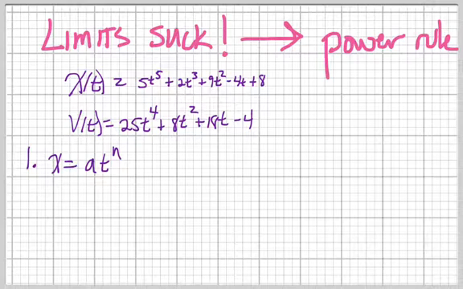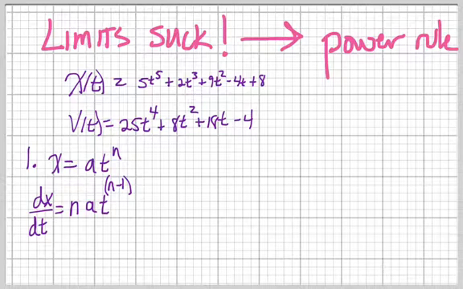If x equals some constant a times variable t to the n power, dx dt, which is the derivative of the function x at t, is going to equal that power, this n right here, gets multiplied out in front. You keep that constant, and then you subtract 1 from the exponent. Should it be 6t squared?